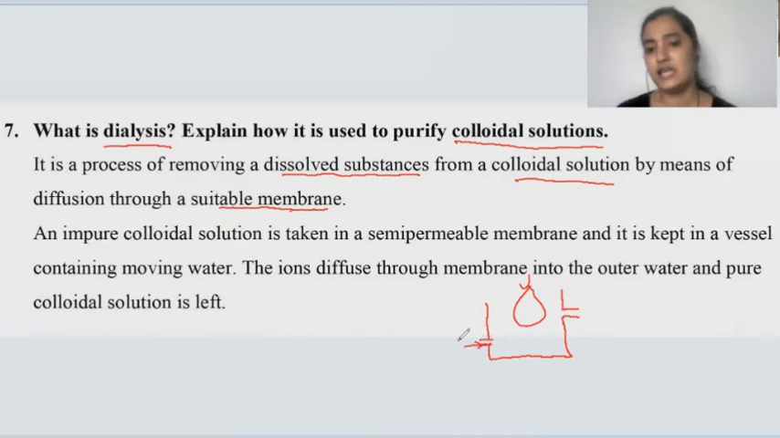And here this is an inlet for water, to enter here. There is a presence of water here, and this is an outlet for the same water. Through this inlet the water will be entering the container, and through this outlet the water will be leaving the container. We have hung a colloidal solution taken in an animal membrane or parchment paper. This pouch contains the colloidal solution. That colloidal solution is impure in nature, because it will not only contain the colloidal particles, but also the true solution particles.